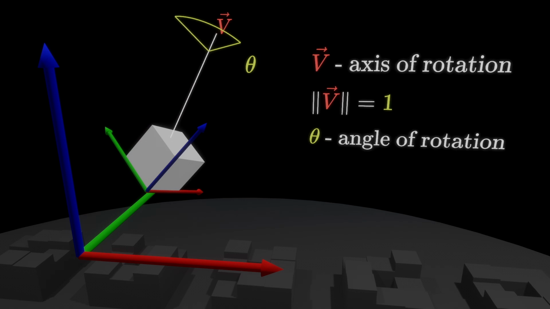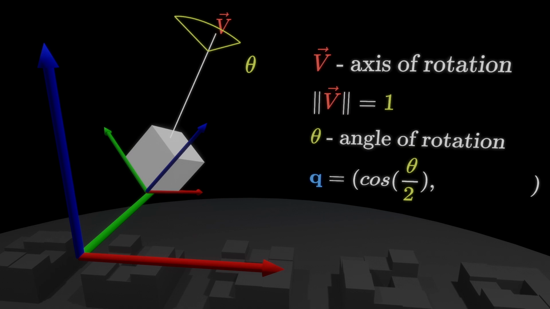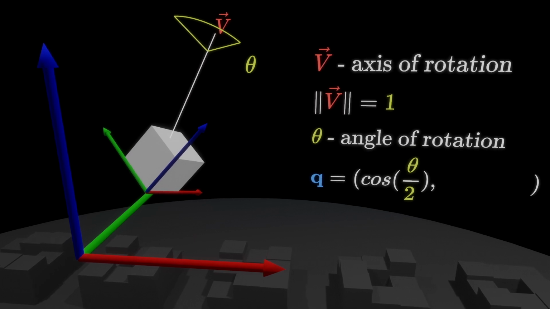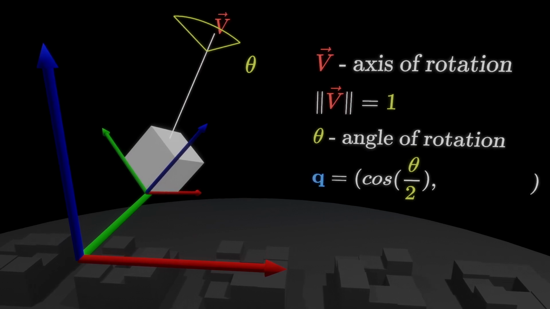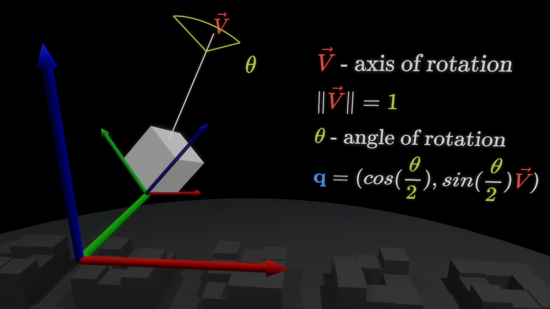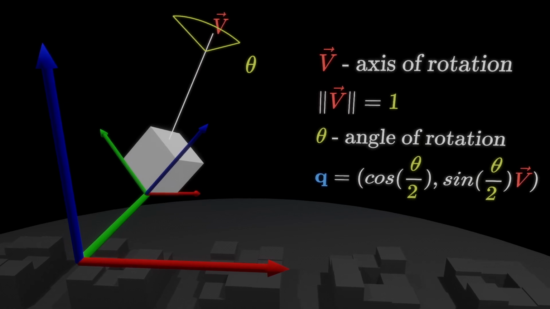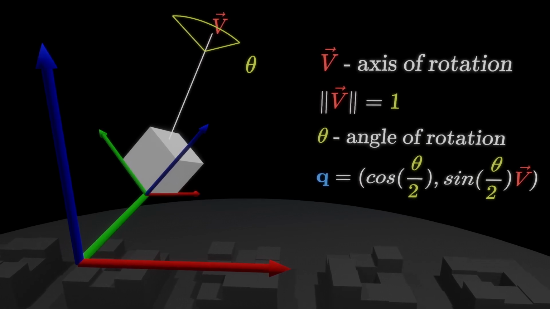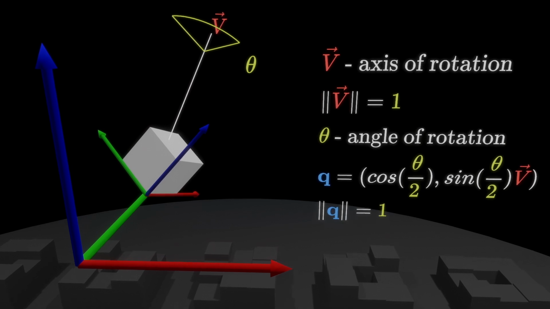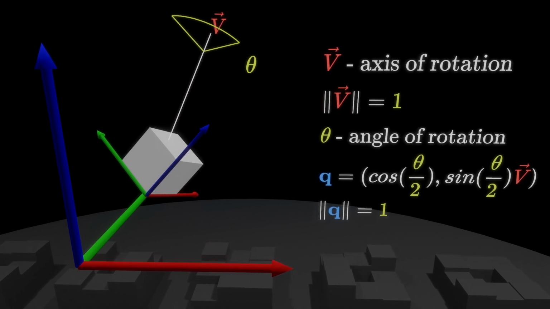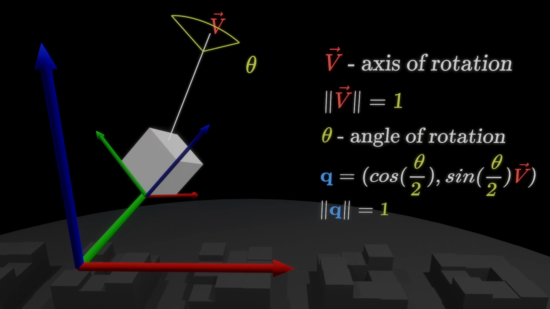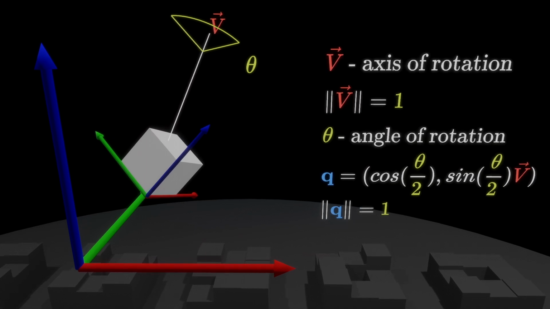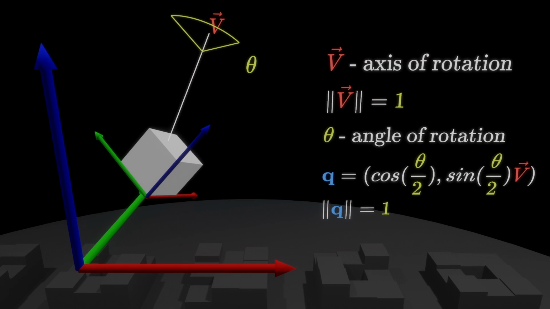So, we have a normalized vector v and angle theta. The rotation quaternion will have a scalar part equal to the cosine of half theta. The vector part will be the sine of half theta multiplied by v. If v was normalized, the quaternion will be normalized as well. This small sine and cosine complication is required to keep any further math very simple.